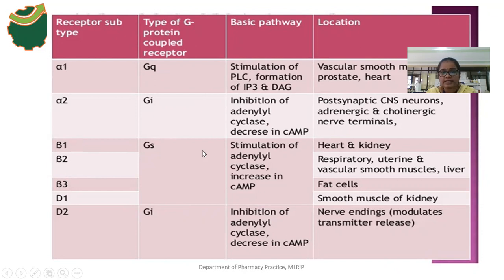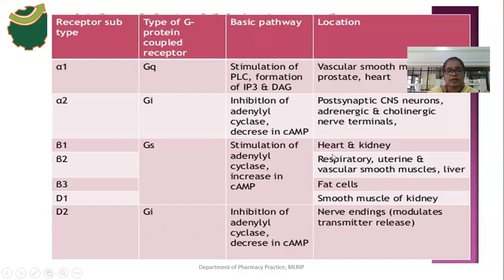The beta 1 receptors are mainly located in the heart and kidney region. Beta 2 receptors are mainly present in the respiratory system, uterine and vascular smooth muscles and liver. Beta 3 receptors are only present in fat cells, adipose tissue. The D1 receptors are mainly located in the smooth muscles of kidney. D2 receptors are associated with Gi protein, and they are mainly located at the nerve endings and modulate the release of neurotransmitter.